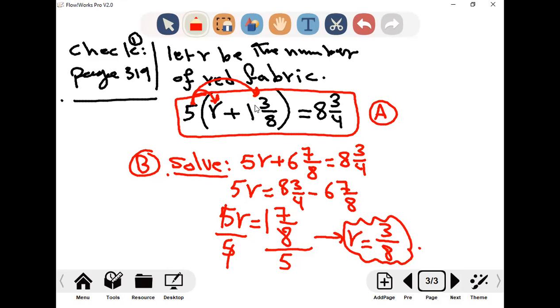Distribute. 5 by R, 5R, then 5 multiply 1 and 3 over 8. This answer, we simplify it here. You know how to multiply mixed numbers and numbers with them. Then shift till the minus. Then simplify here. Then divide both sides by the coefficient as we did in one-step equations. Done? That's okay. I don't care about the units here. Done? Okay. Copy it, please.